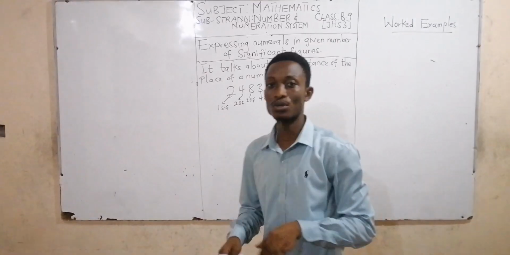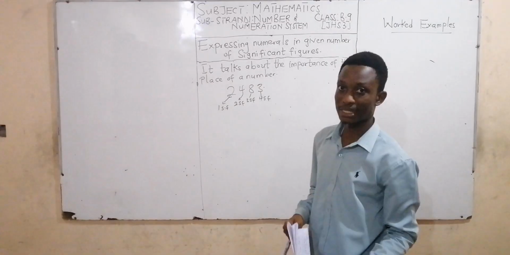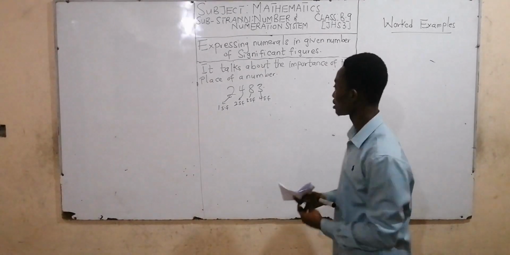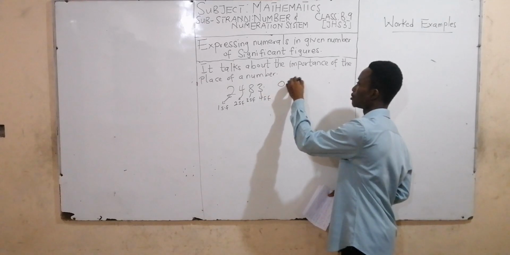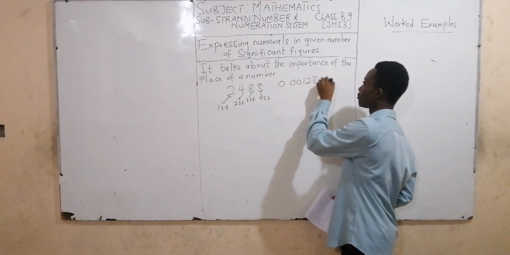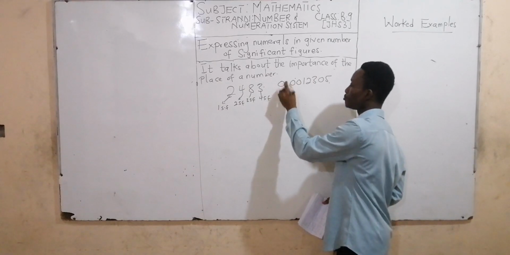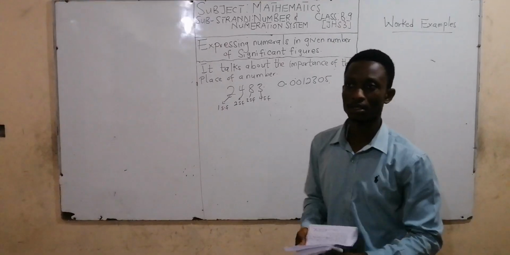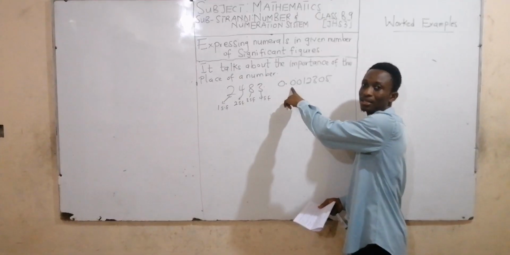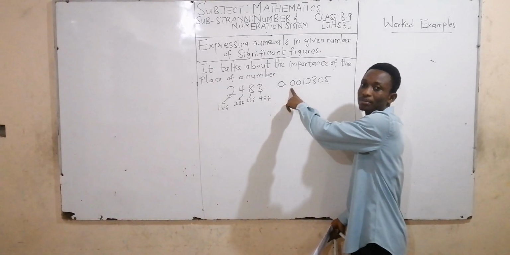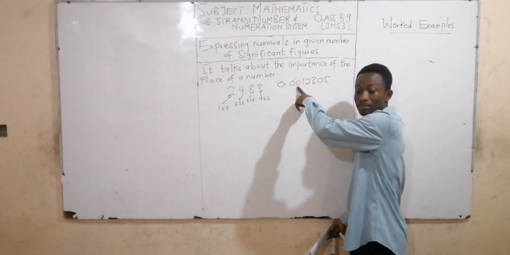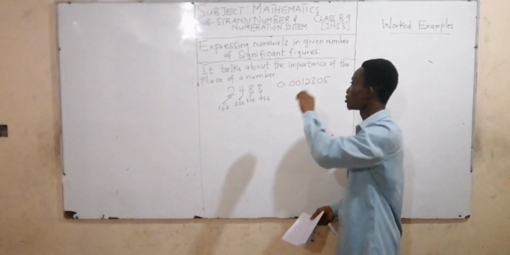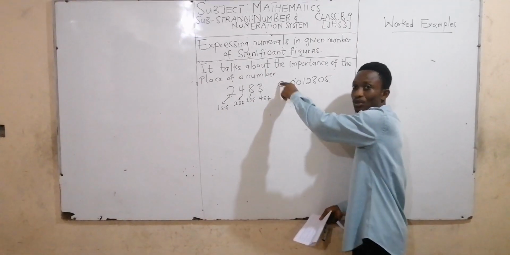So when a number is non-zero, it is a significant figure. But when the number is 0, it is not, as in 0.0012305. When 0 comes right after the point, it is not a significant figure. Here, what is the place of 0? It is tenths, and it does not play any role here. But when 0 comes in between two numbers, it plays a major role.